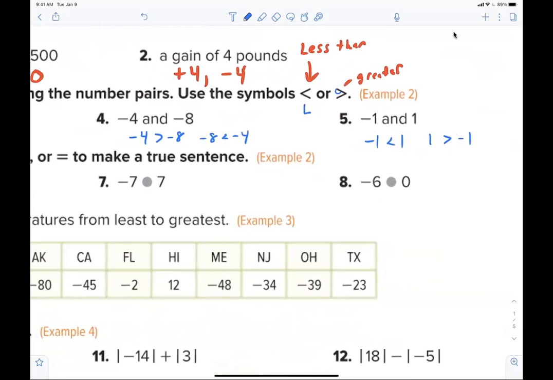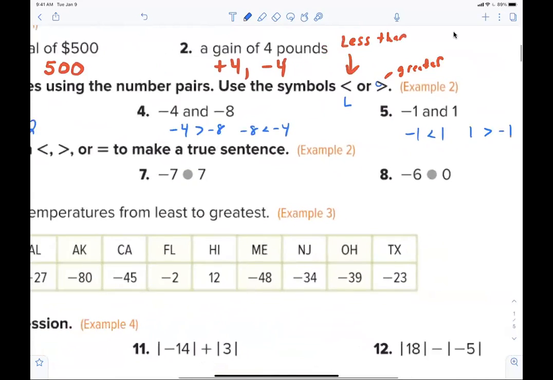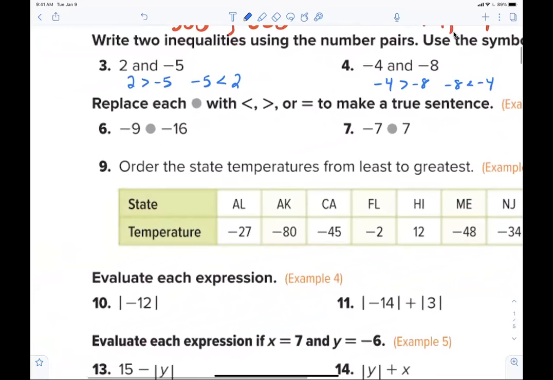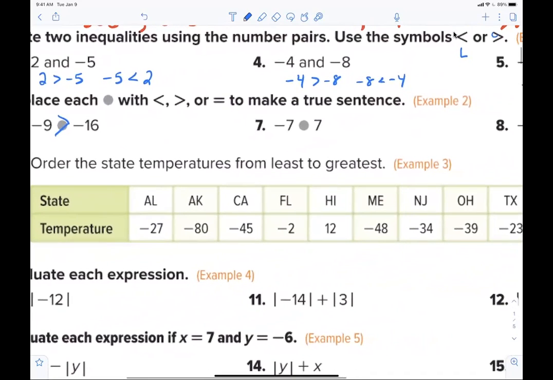All right, Nora. Order the two temperatures, oh sorry, that's wrong. Replace each with greater than, less than, or equal to. -9 is greater than -16. Perfect. And you don't have to write it out. You can just write the greater than symbol if you want. I'm totally good with that. Okay, Kelvy, talk to me about -7 compared to 7. Less than. Yep.